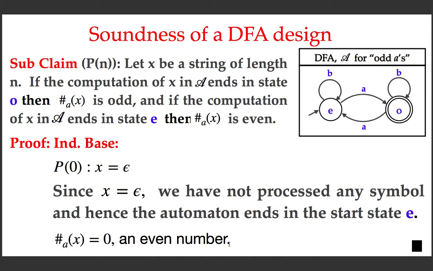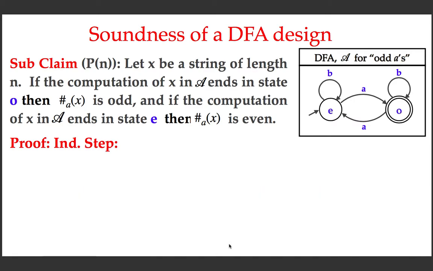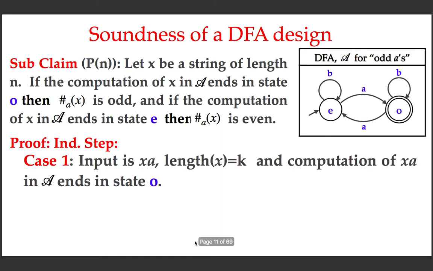And now the induction step. There are 4 cases. And what is the induction step? Case 1: assume that the statement is true for k. That means when the length of x is k, it is true. And take the input x concatenated with a. Assume that the claim or predicate is true when the length of x is k, for all strings of length less than or equal to k. We have to prove it for k plus 1. That is, we have to prove it for a string of length k plus 1.